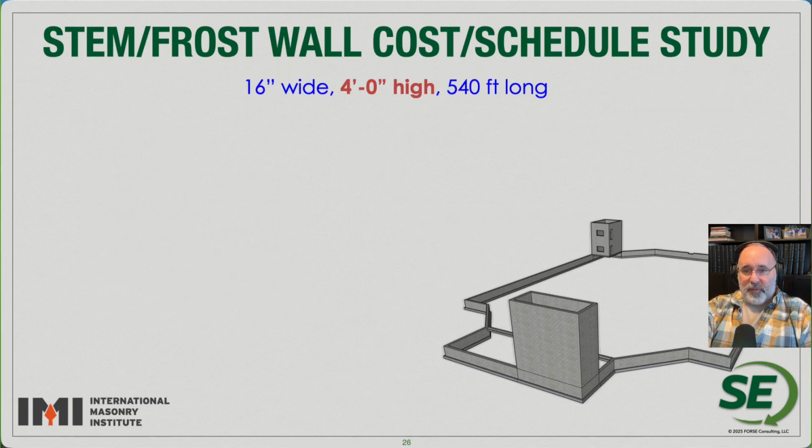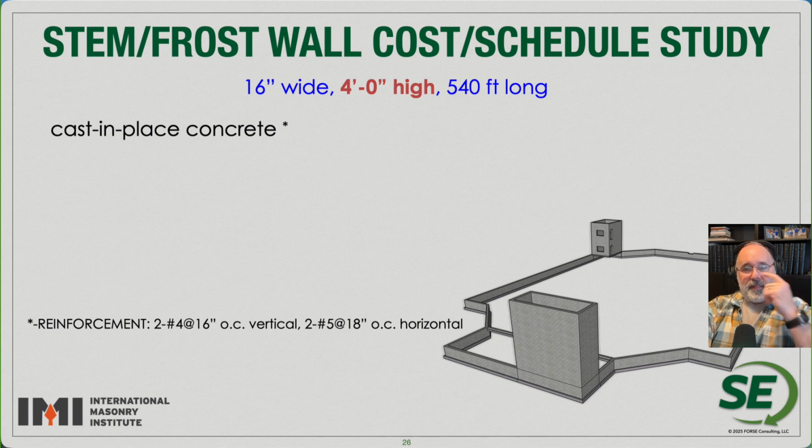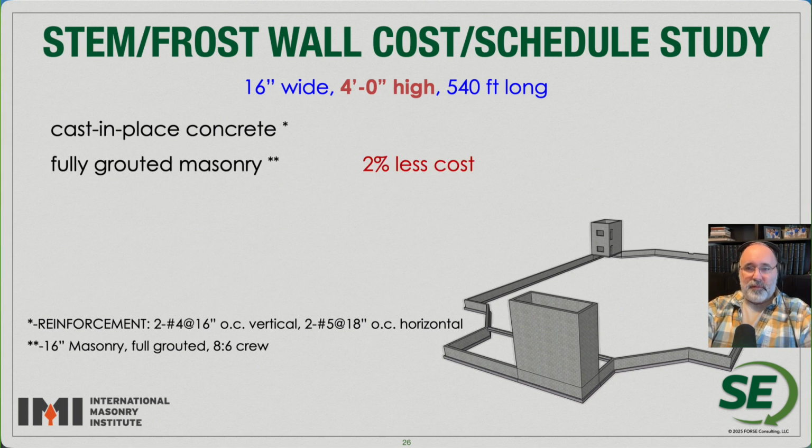More cost studies. If we look at a stem wall in a different type of project, again 16 inches wide, so a little bit thicker foundation wall, 540 feet long, we can see what cast-in-place concrete is going to be, with the typical reinforcement you would have there. For this little stem wall, we had 2% cost savings by going to a fully grouted masonry wall. But there's no reason to do that.